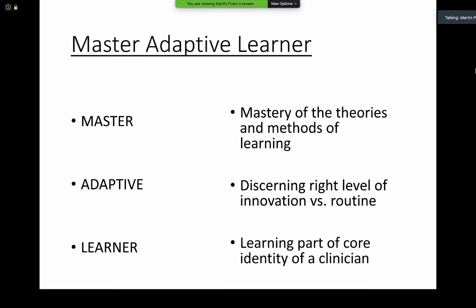And so to repeat, what we've set up in this framework is basically an approach to education that claims that, starting from the bottom, learning is a core part of being a clinician. And as a clinician, for each situation we find ourselves in, we have to decide whether there's an emphasis on routine, well-oiled, efficient processes against innovating in the moment, which tends to be less efficient. And finally, the core of today's topic is the mastery of the theories and methods of learning, and that's what we're going to emphasize today.